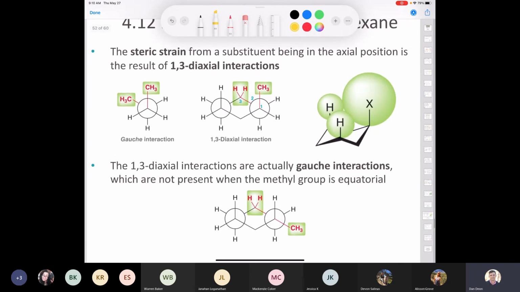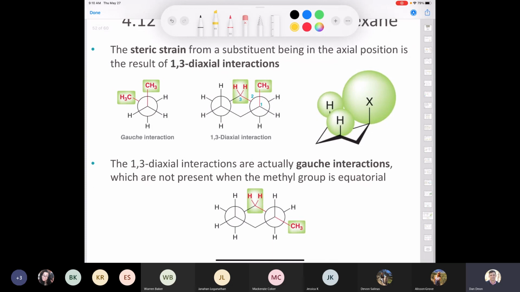So the steric strain from a substituent being in the axial position, we call that the 1,3 diaxial interaction. And this is what I was trying to show you. And the reason they chose axial, if you're like, why didn't they put a methyl group there? It's because it can be anything that's big. It could be an ethyl group, it could be an isopropyl group, whatever. But the 1,3 diaxial interaction is actually a gauche interaction, is all it is, really.